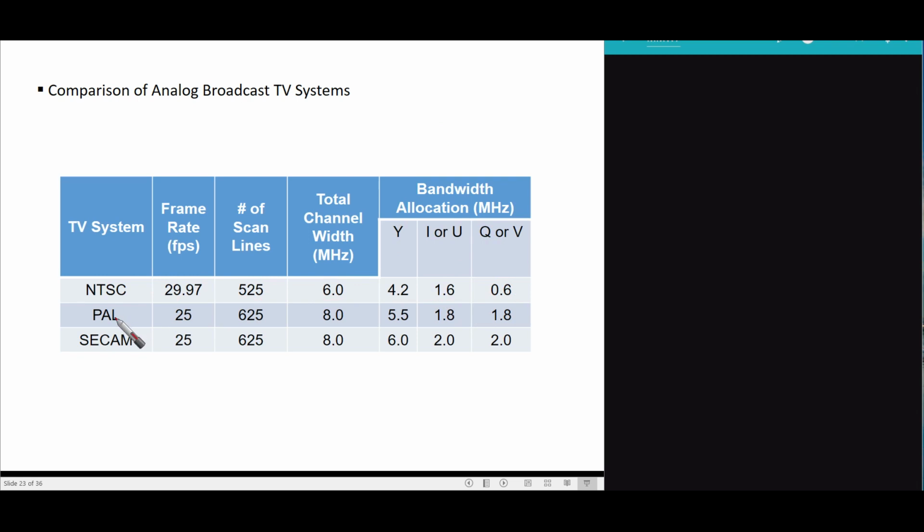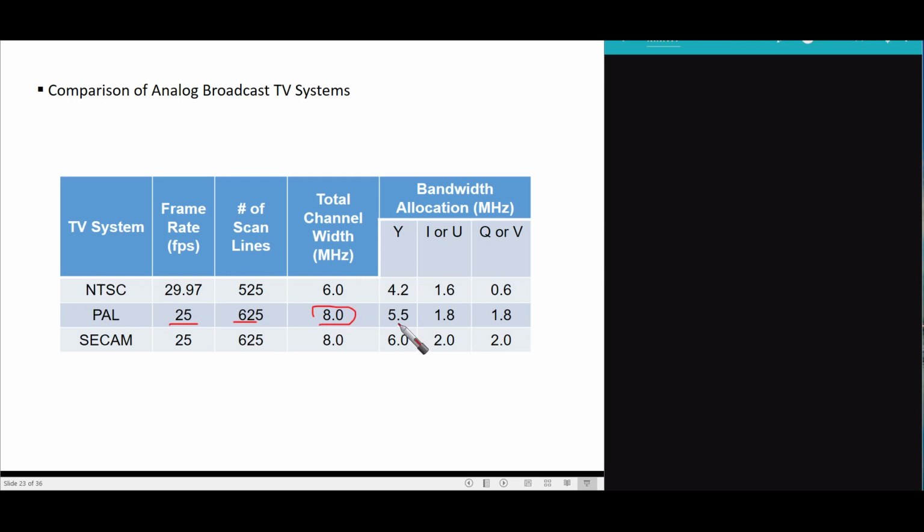For PAL systems, we have 25 frames per second, and 625 lines per frame, and it requires 8 megahertz channel bandwidth.